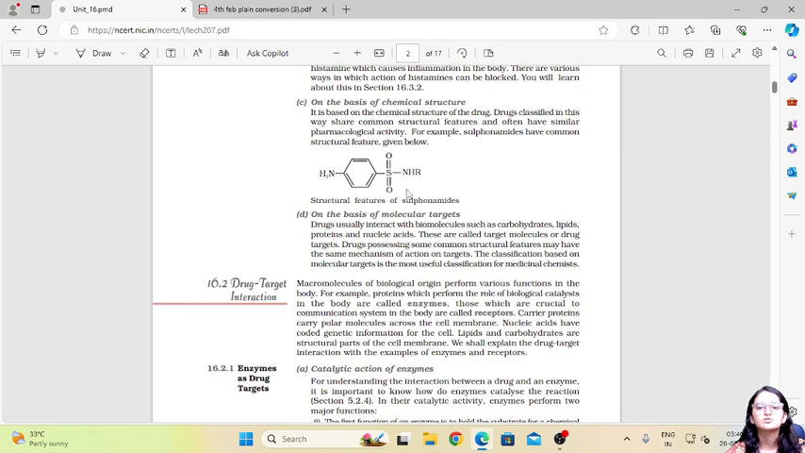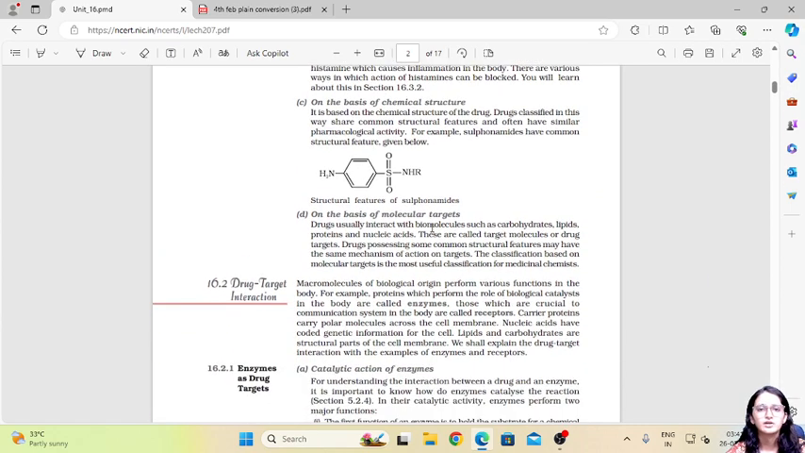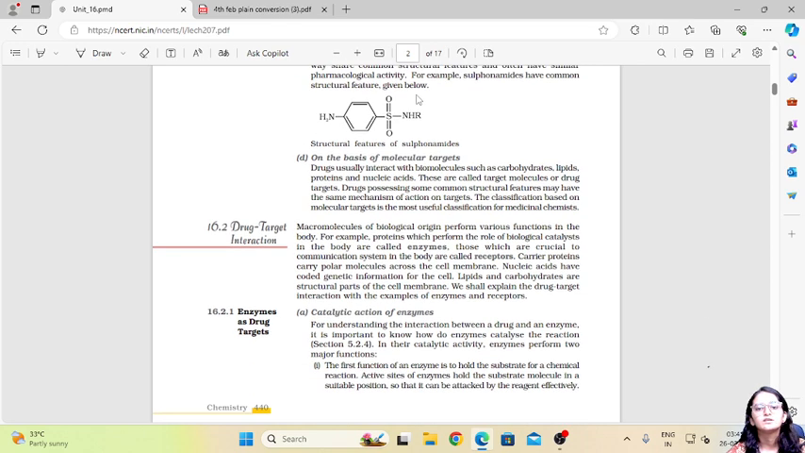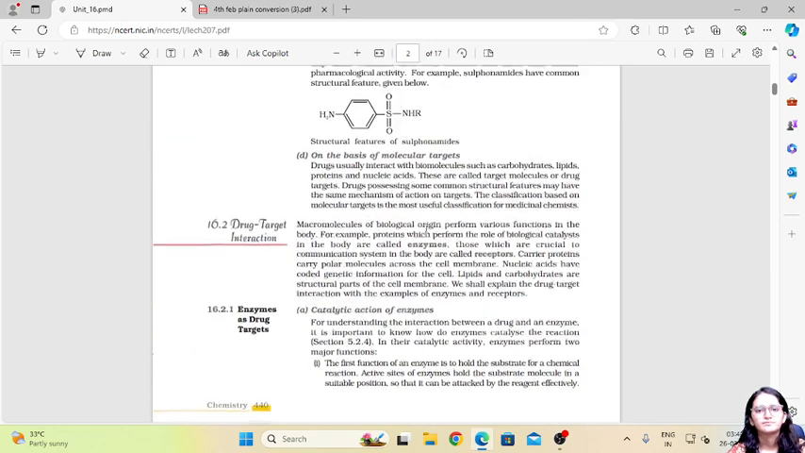Then on the basis of chemical structure. This is the third category, classified on the basis of chemical structure. In this way, they share common structural features and often have similar pharmacological activity. For example, sulfonamides have a common structural feature. If you have this structure, they come under sulfonamides. Okay, S with 2 O and NHR.